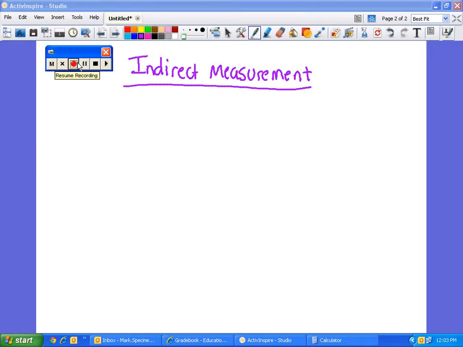Okay. We use indirect measurement when we want to measure something that's too difficult to measure directly. And by way of example, the activity that I had planned and that we still may do would be to calculate the height of this building.